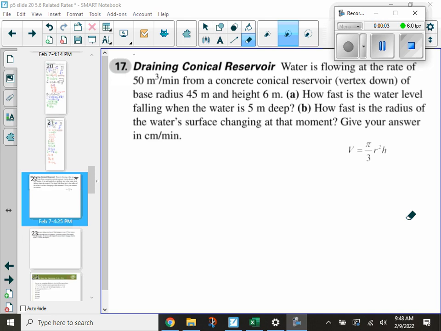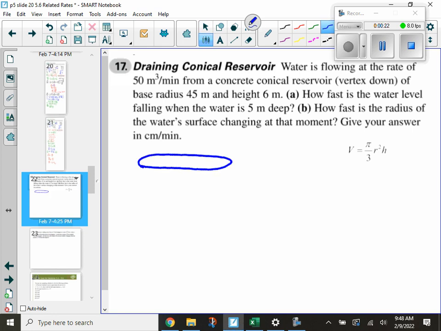Okay, let's see if we can't solve this problem here. Water is flowing at the rate of 50 cubic meters per minute from a concrete conical reservoir, vertex down, of base radius 45 and height 6 meters. So this thing has a really big base and not that big of a height.